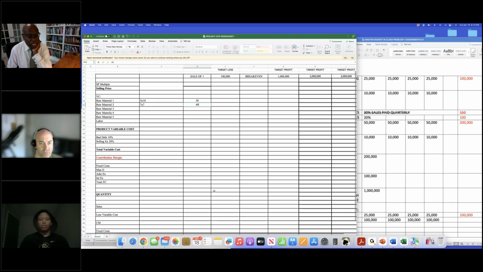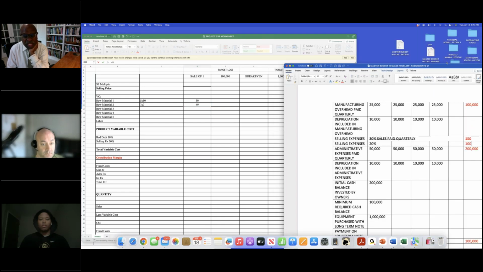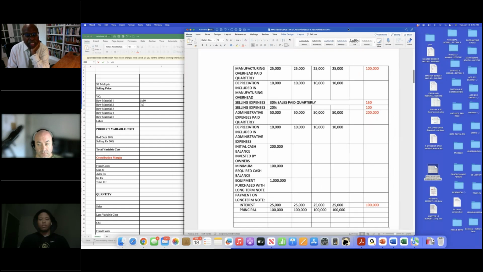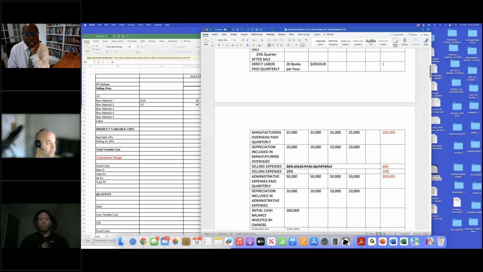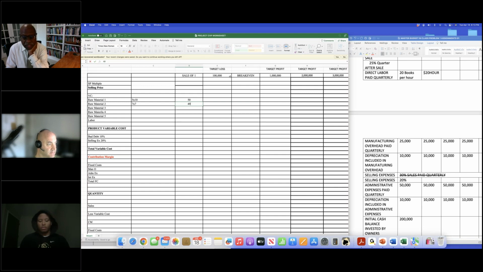Everybody calculate the quantities on target loss of 100, break even, target profit of $1 million. So let me see how you all are doing. You all have 7 minutes at the most to make these calculations. Based on these, I've got stuff in red. I want you to calculate on this sheet the target loss quantity, break even quantity, and target profit of $1 million. So take 7 minutes to make those calculations.